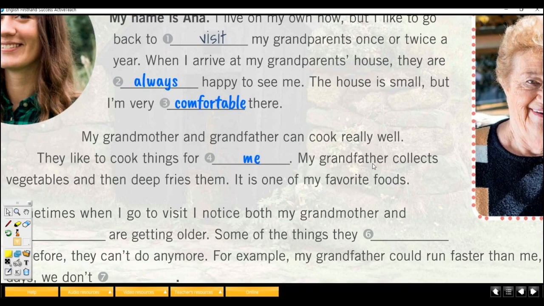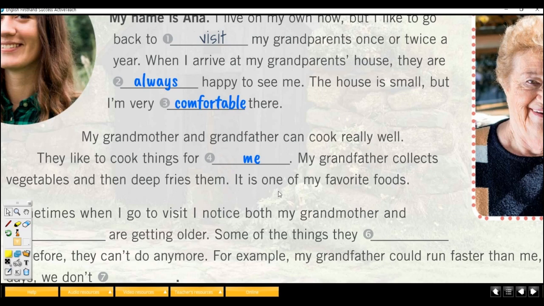My grandfather collects vegetables, and then he deep fries them. 그다음에 튀김한다. This is 튀김, deep fries. Deep fries them.